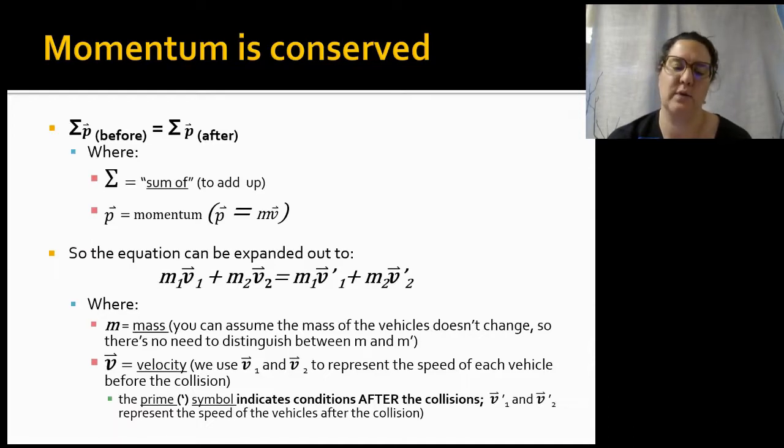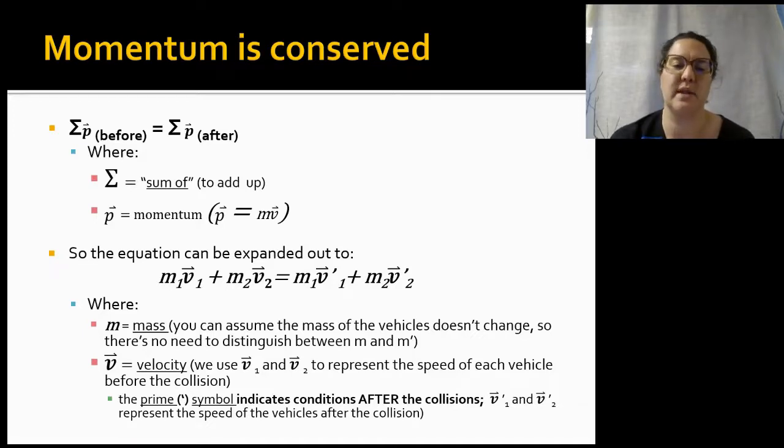Now, sometimes when I'm writing these equations, I don't like to use the subscripts 1 and 2. I like to use something that's a little bit more descriptive. Like if I have a van and a car, I might use subscripts V and C. So I know that I'm attaching the right mass and velocity to each other.